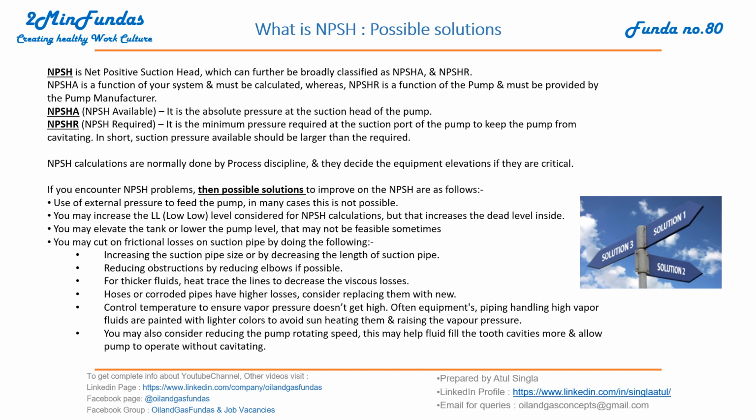If these kinds of problems are there in the system, what are the possible solutions which can be implemented to improve the NPSH? Our main purpose will be to have more available than the required one. So how can we do that? If there is a problem in NPSH in the system, it can be done by use of external pressure to feed the pump. We can add an additional pump or something by which we can increase the pressure, which is not possible in most of the cases.